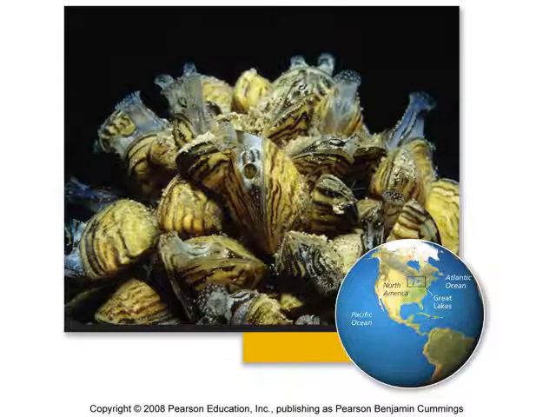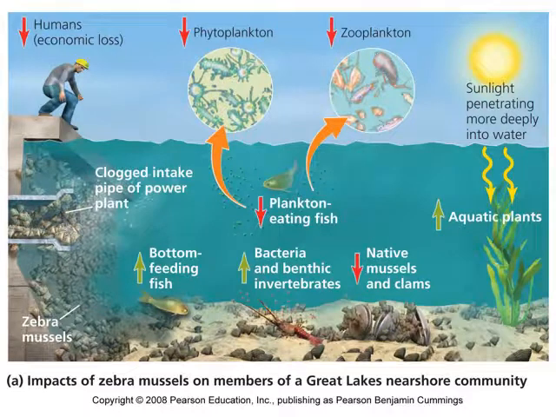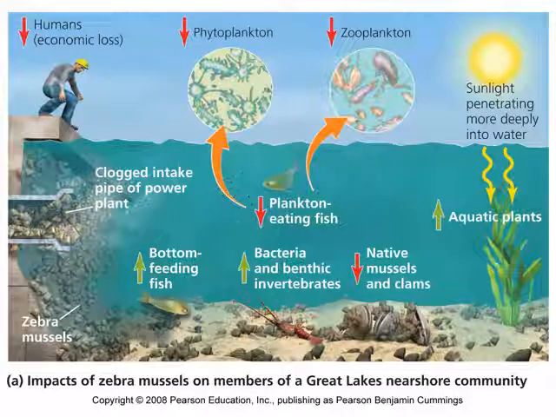All right, and so here's just a real life example of how you might think about this. So notice this map here. This is pointing out the Great Lakes. So this is in Michigan, Minnesota, that area. And an invasive species was the zebra mussel. So the zebra mussels basically invaded the Great Lakes and took over.